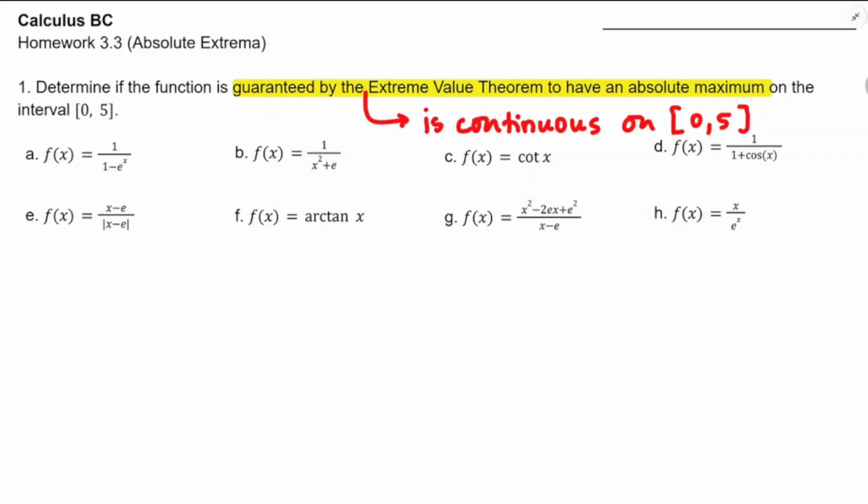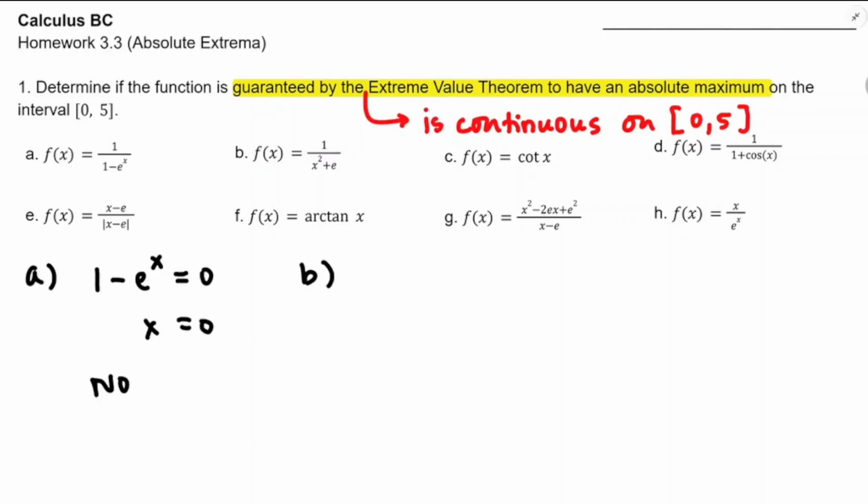Okay, so for A, I'm going to do some investigation. 1 over 1 minus e to the x. Well, that could be discontinuous if 1 minus e to the x was equal to 0. And that would happen at x equals 0. So I've got a discontinuity on 0 to 5, so I would say no, this is not guaranteed by the extreme value theorem to have an absolute maximum on the interval 0 to 5.